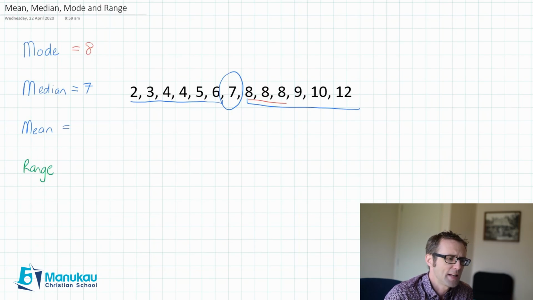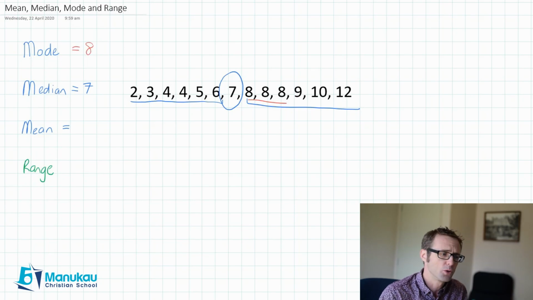Now mean, you know what mean is. We have to sum all of this data and divide by the number of items of data. The good thing about mean is that you're using all of your data to find a central value. The danger of a mean is that sometimes it's going to be impacted by an outlier. So say for example, if we had 120 instead of 12 here.